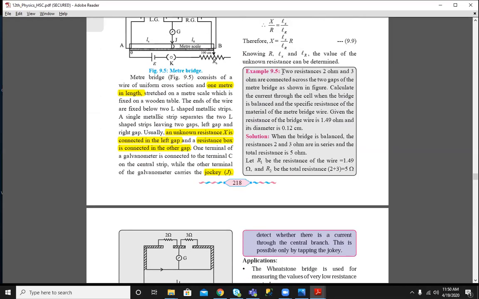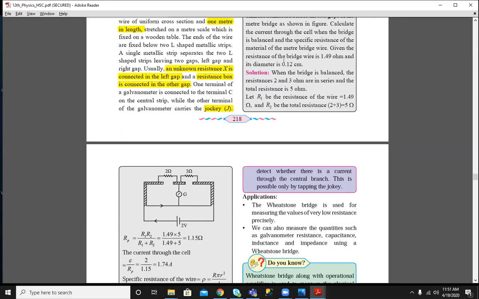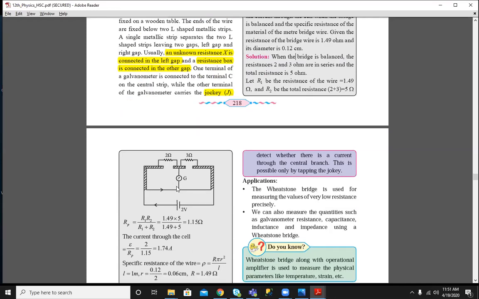Let's see a solved problem here. Two resistances, 2 ohm and 3 ohm, are connected across the two gaps of a meter bridge as shown in the figure. Calculate the current flowing through the cell when the bridge is balanced and the specific resistance of the material of the meter bridge wire. The resistance of the meter bridge wire is given as 1.49 ohm and its diameter is 0.12. So we have to calculate the current through the cell and the specific resistance. Let's see how it is done.